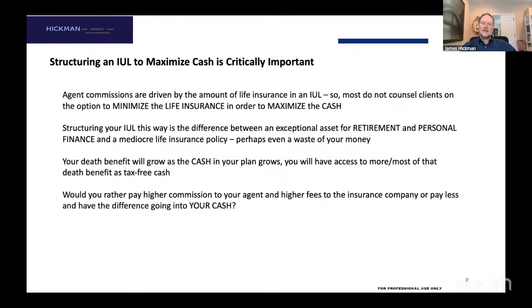So again, guys, agent commission is based on how much life insurance is in your IUL. Okay, some agents may not even know how to structure an IUL for minimum life insurance and maximum cash. I find that kind of hard to believe, but it's possible. It's not against any regulation for an agent to just structure your IUL in a vanilla way, where about half of the money you put in is paying for the life insurance and the other half is going into your cash.